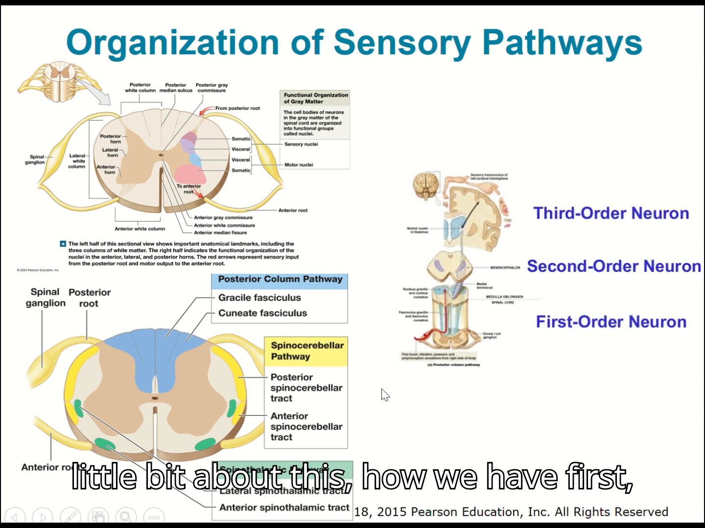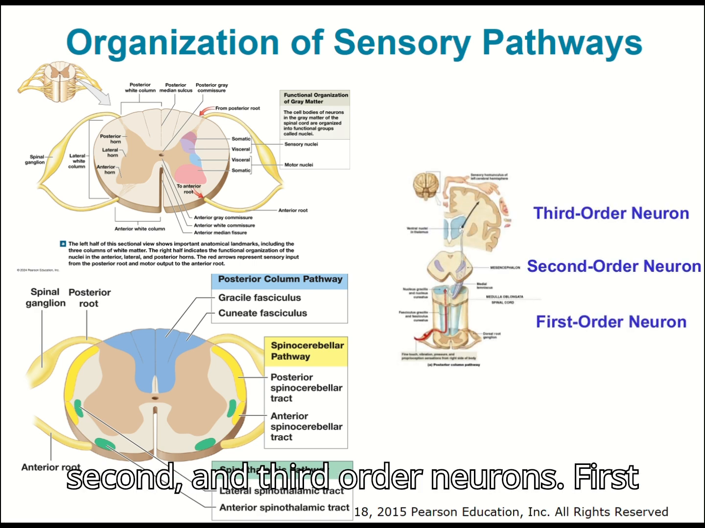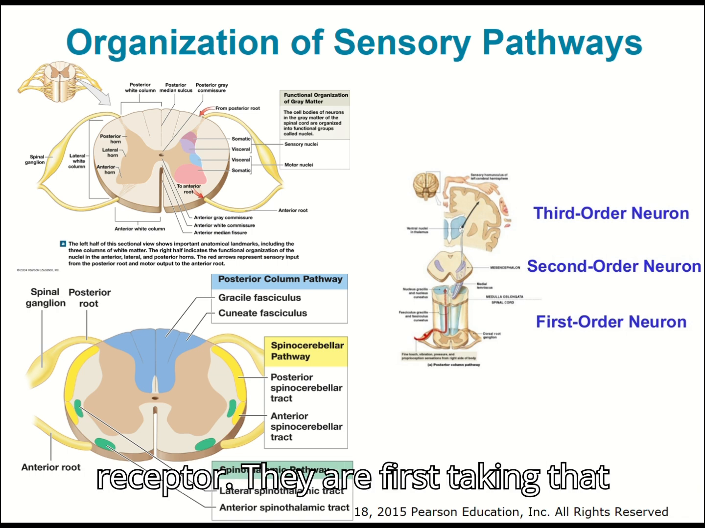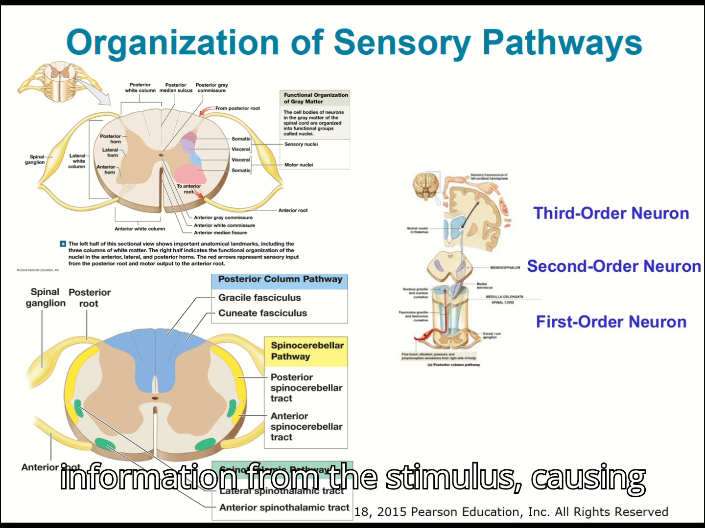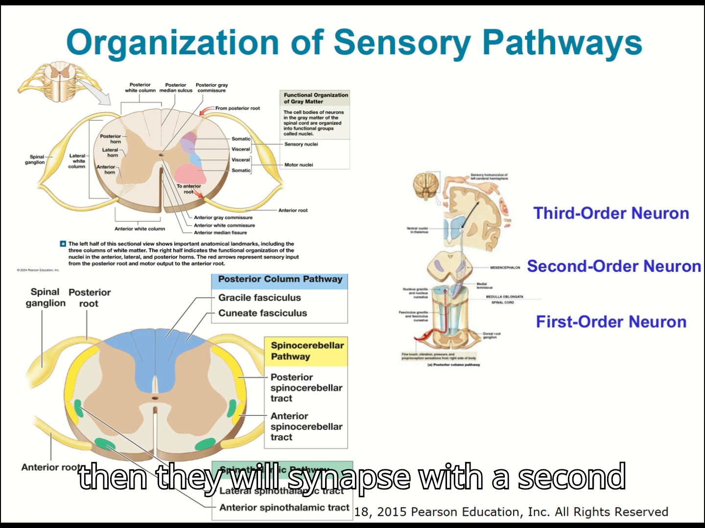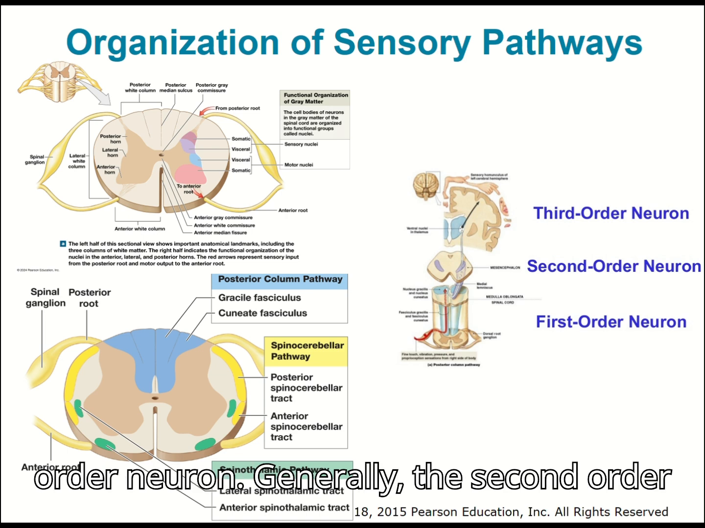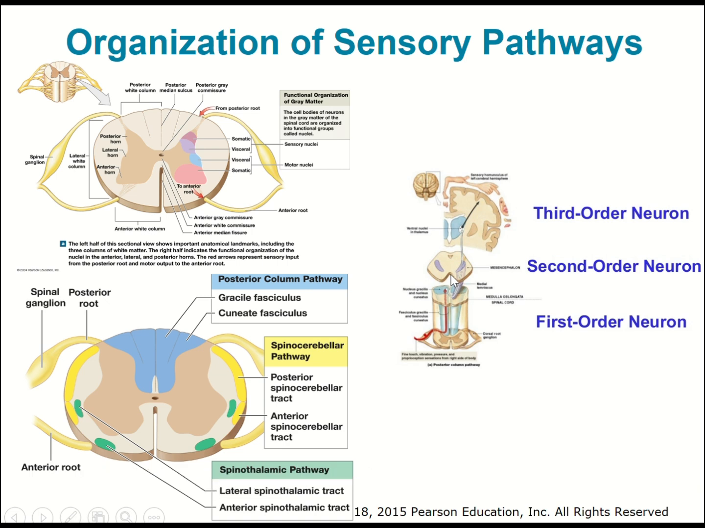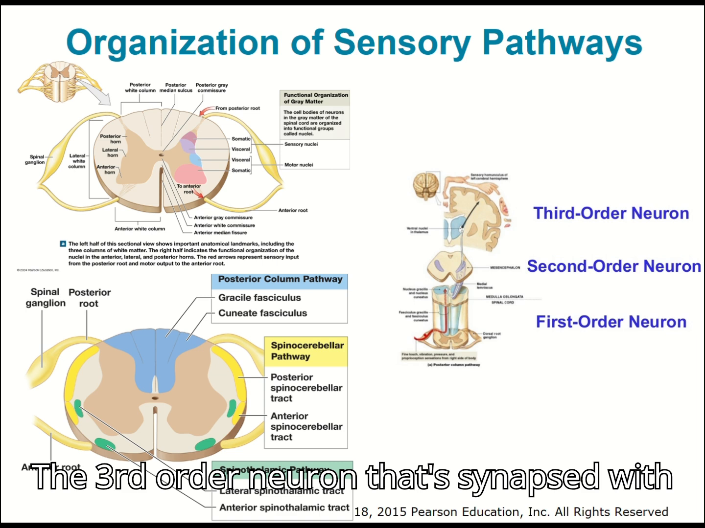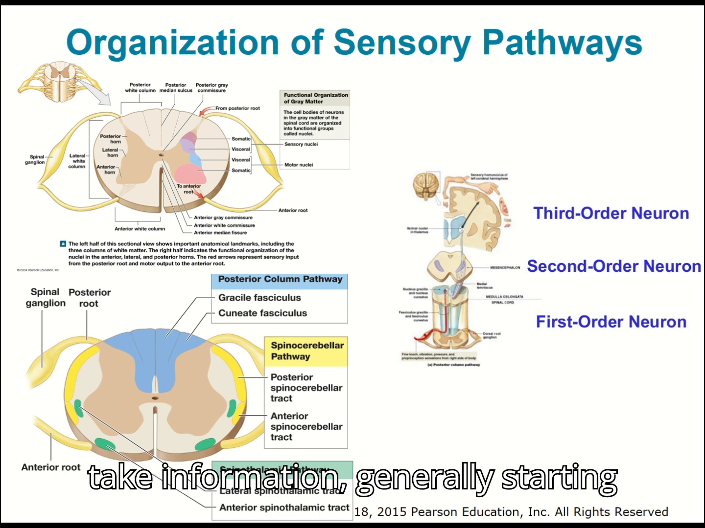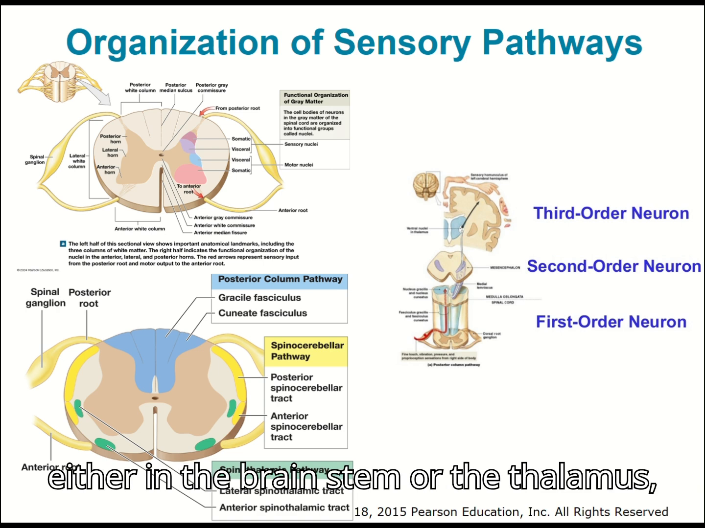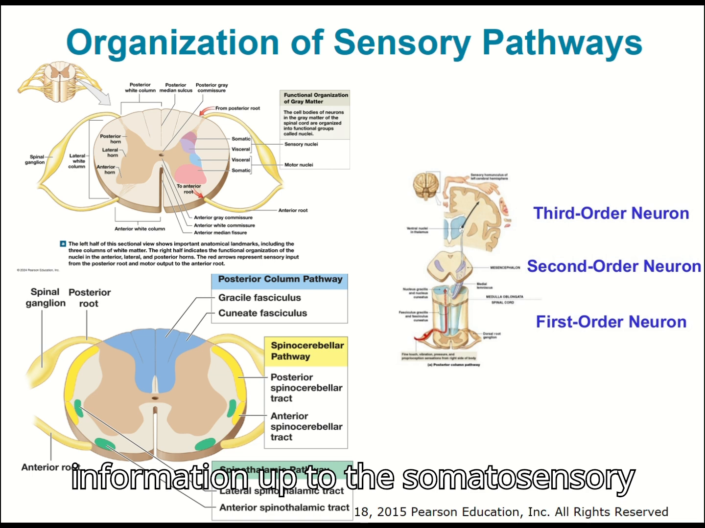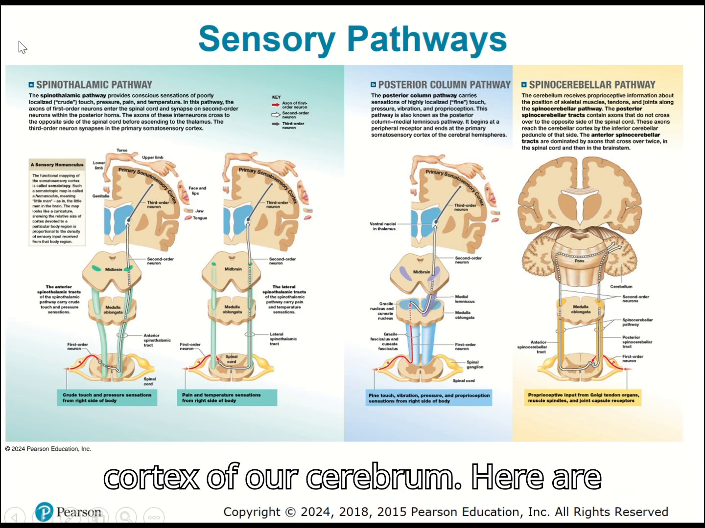Now, remember, we talked a little bit about this, how we have first, second, and third order neurons. First order neurons are the ones that are attached and associated with our receptor. They are first taking that information from the stimulus, causing the action potential to go down them, and then they will synapse with the second order neuron. Generally, the second order neuron is going to be somewhere in the brainstem or the spinal cord. The third order neuron that synapsed with the second order neuron is then going to take information, generally starting either in the brainstem or the thalamus, and then it's going to take that information up to the somatosensory cortex of our cerebrum.